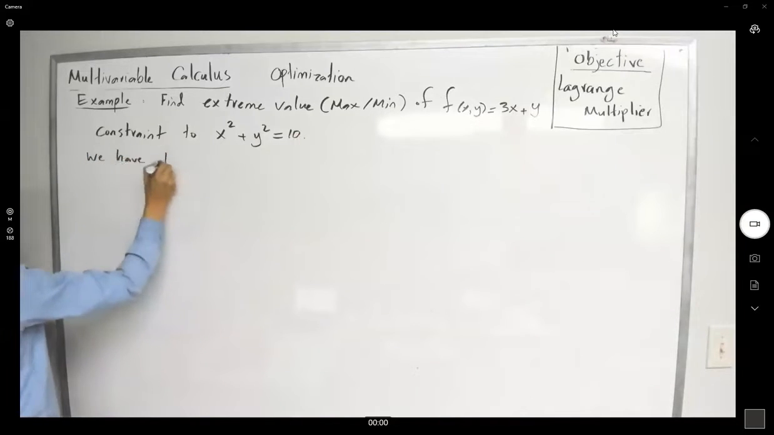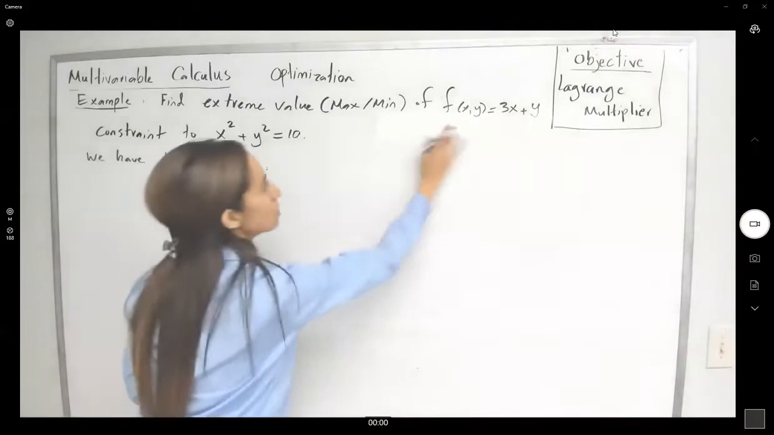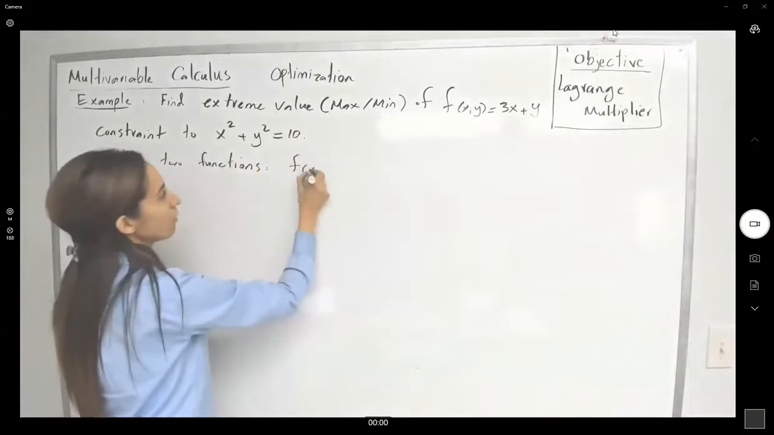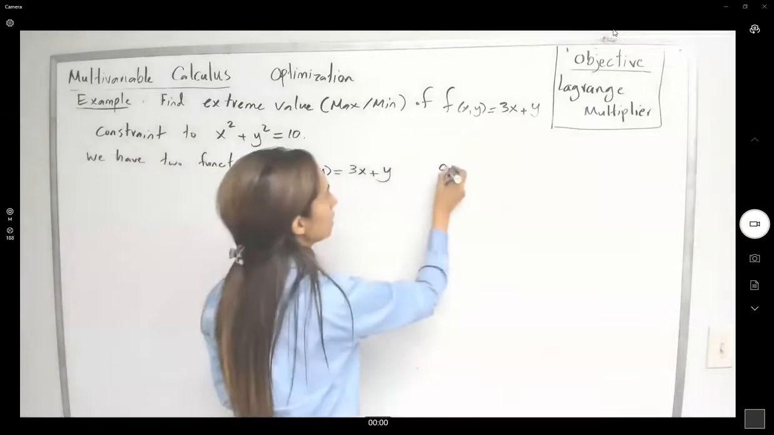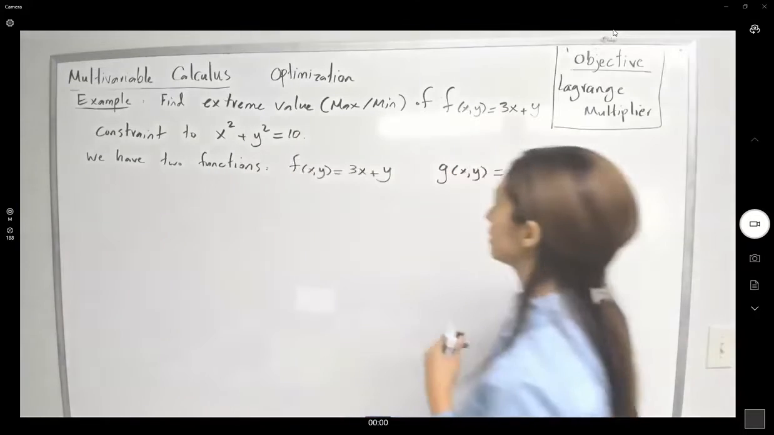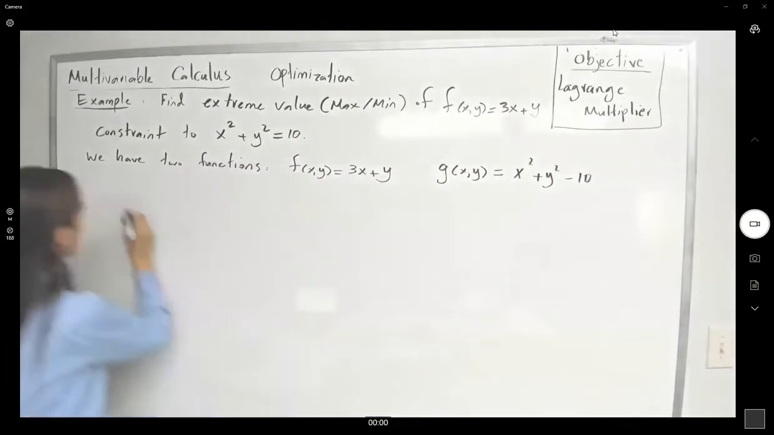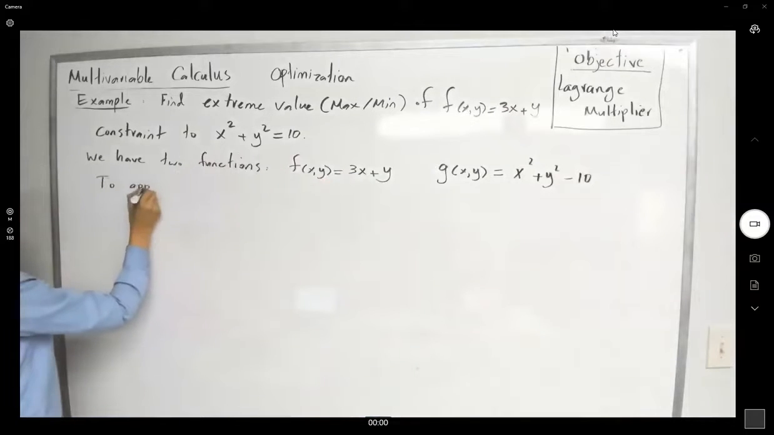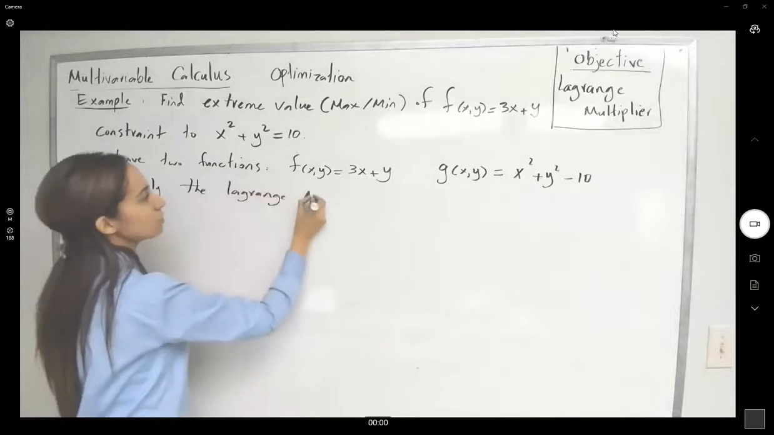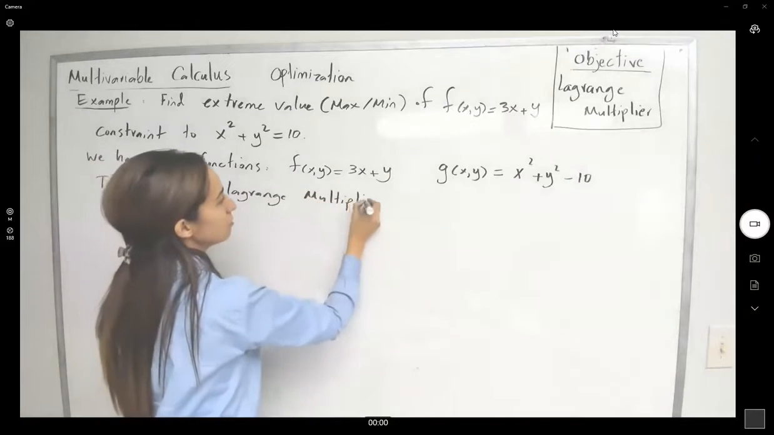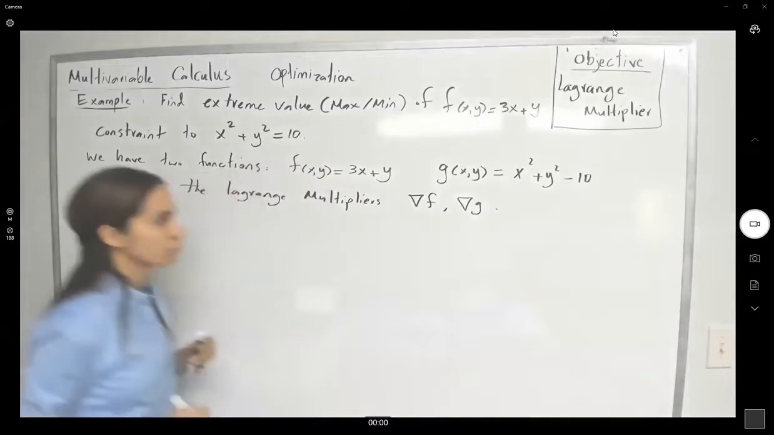We have two functions. So the first one is f of x and y, which is 3x plus y, and the second one, g of x and y, your constraint, which is x squared plus y squared minus 10. To apply the Lagrange multipliers, find the gradient of f, find the gradient of g.